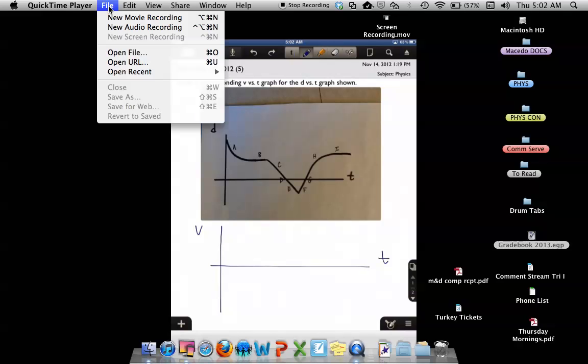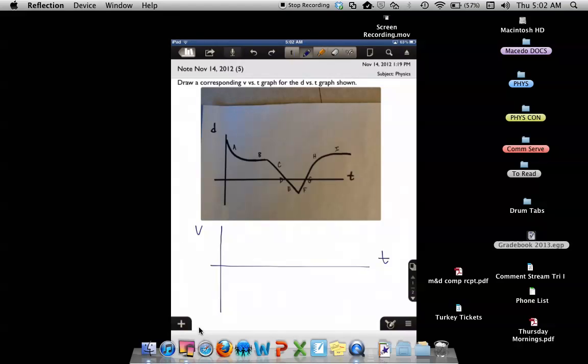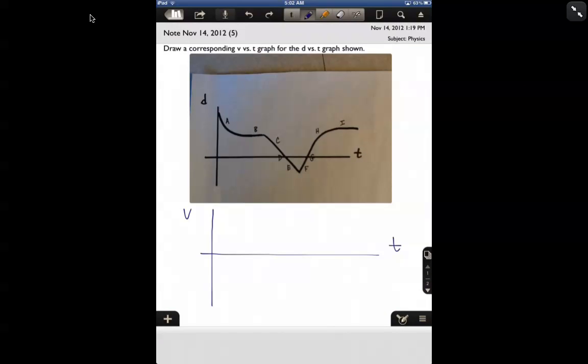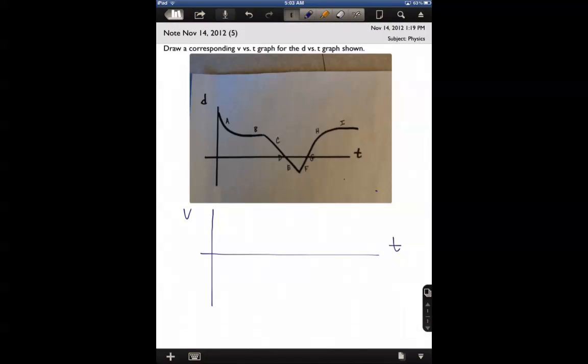So this is a question where you're given a graph of distance versus time, and you're asked to draw a velocity versus time graph. In all those cases, what I'm looking for is a sense of the sign of the slope, positive or negative, and a sense of how steep the slope is. So let's actually do this.